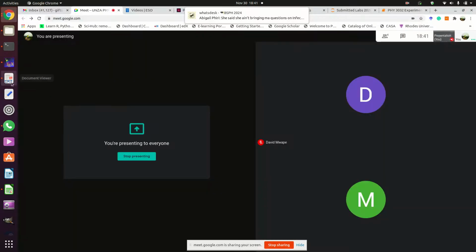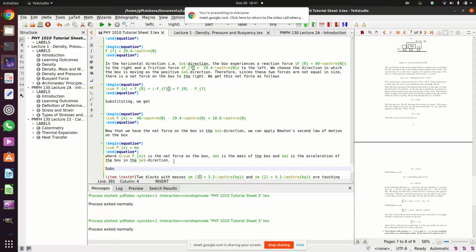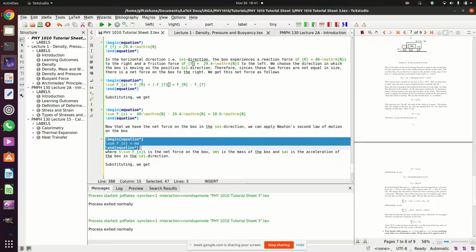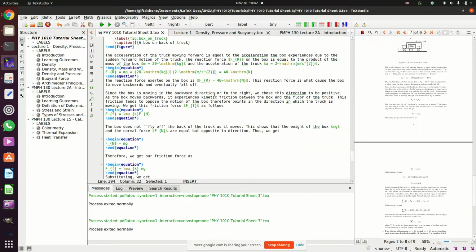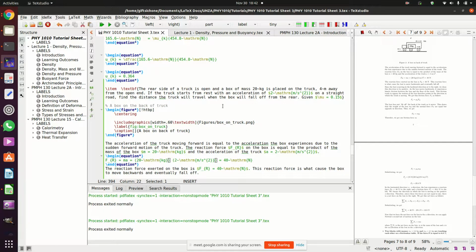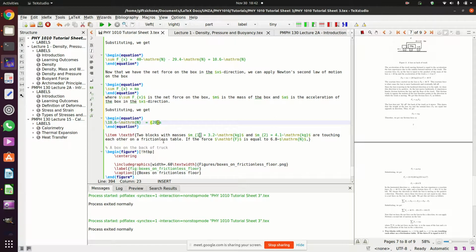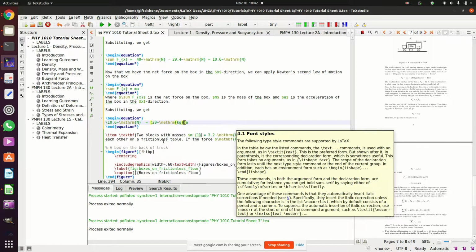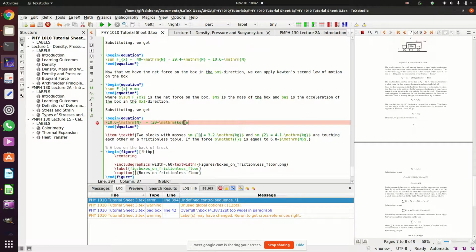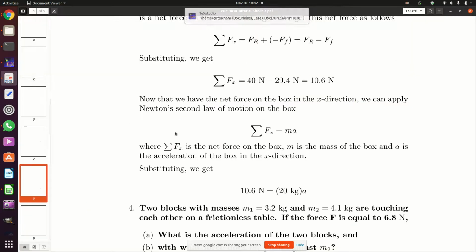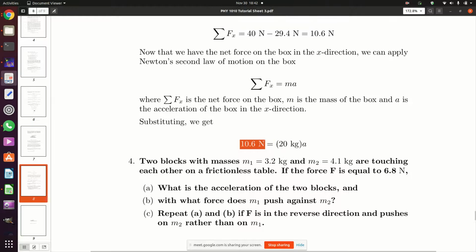So substituting the pieces of information we have, this is the net force, 10.6. The mass is 20 kgs. And A is acceleration. So we have got the resultant force. We have got the mass of the box. We can find A.